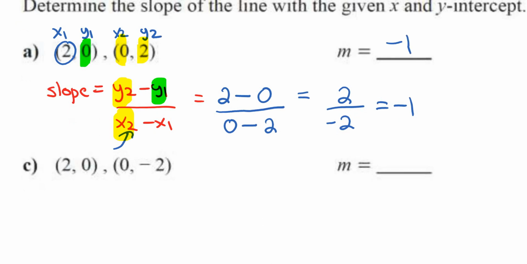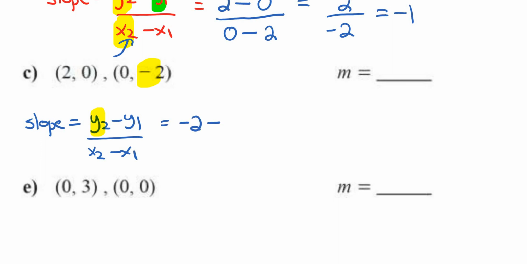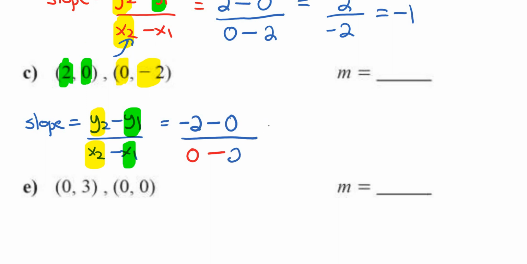Right? So same idea for the next one here. The slope is rise over run, which is the difference in your y values over the difference in your x values. All right, so here's y2, which is this guy right here. So that's going to be negative 2 minus y1, which is 0, all divided by your x2 value, which is 0, minus your x1 value, which is 2. All right, so negative 2 minus 0 is going to be negative 2, and 0 minus 2 is going to be negative 2, and that gives you a value of positive 1.